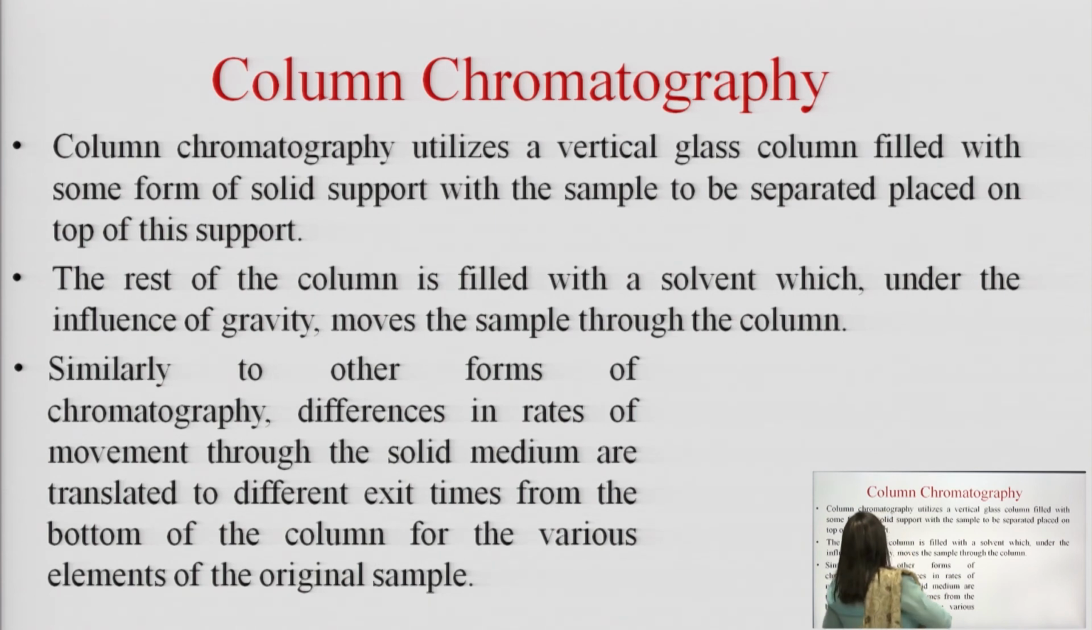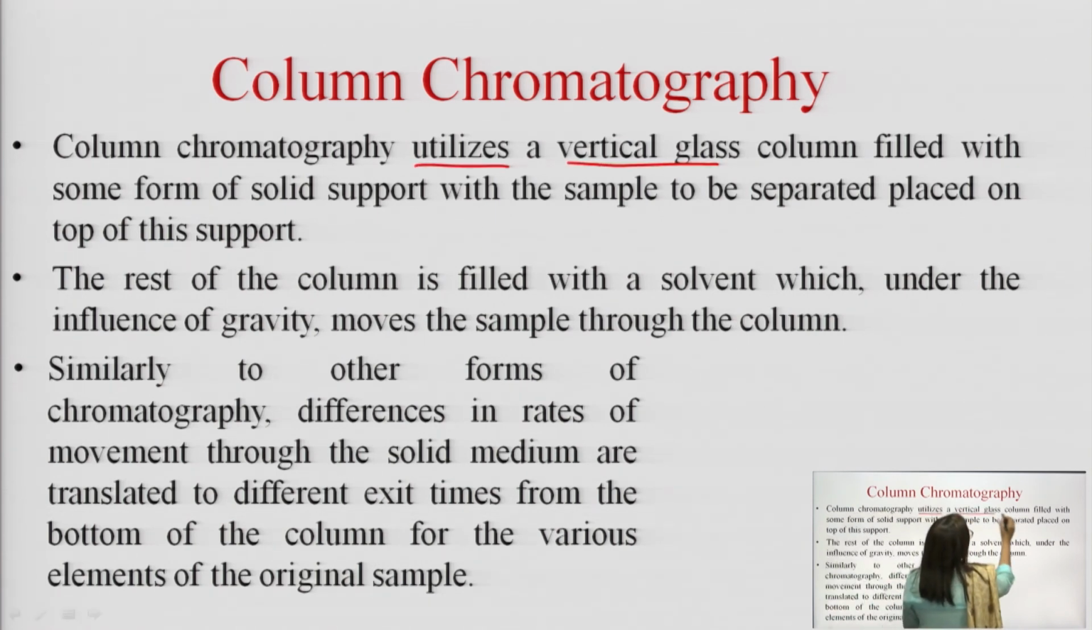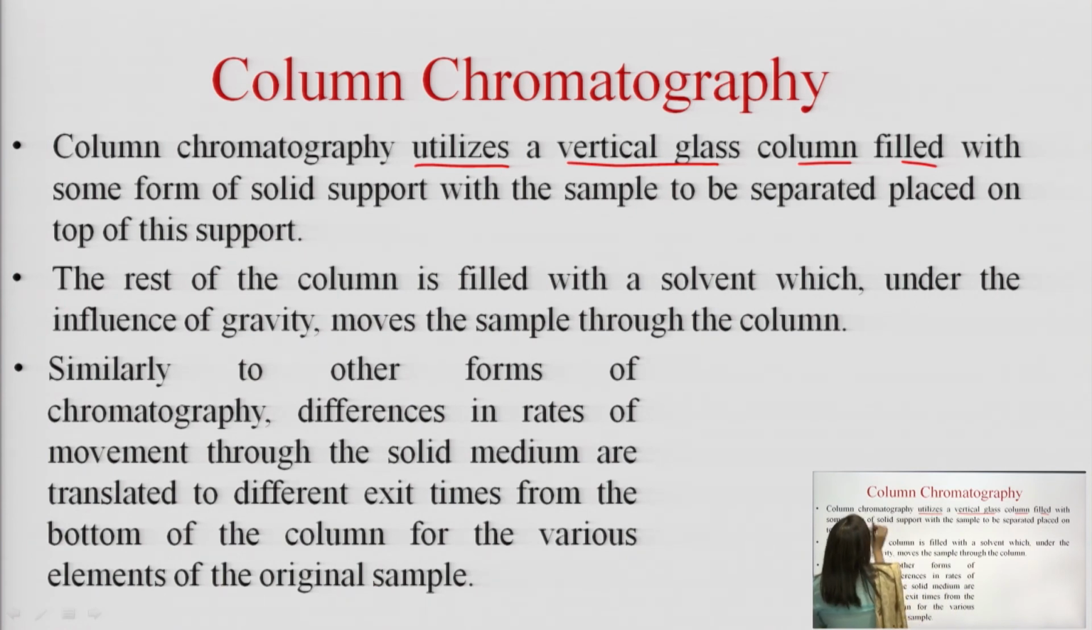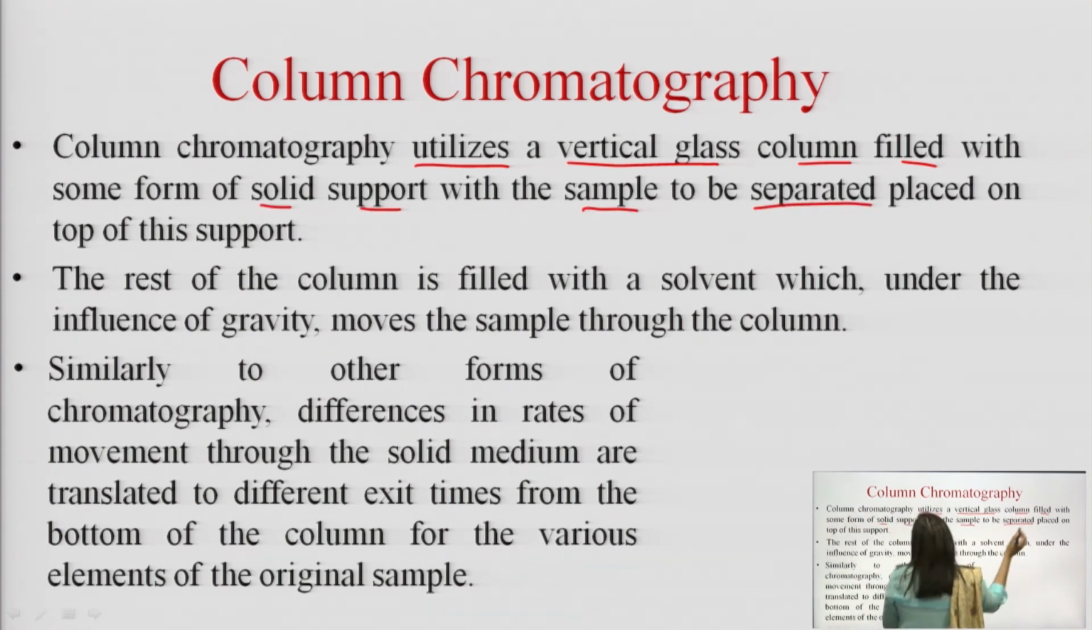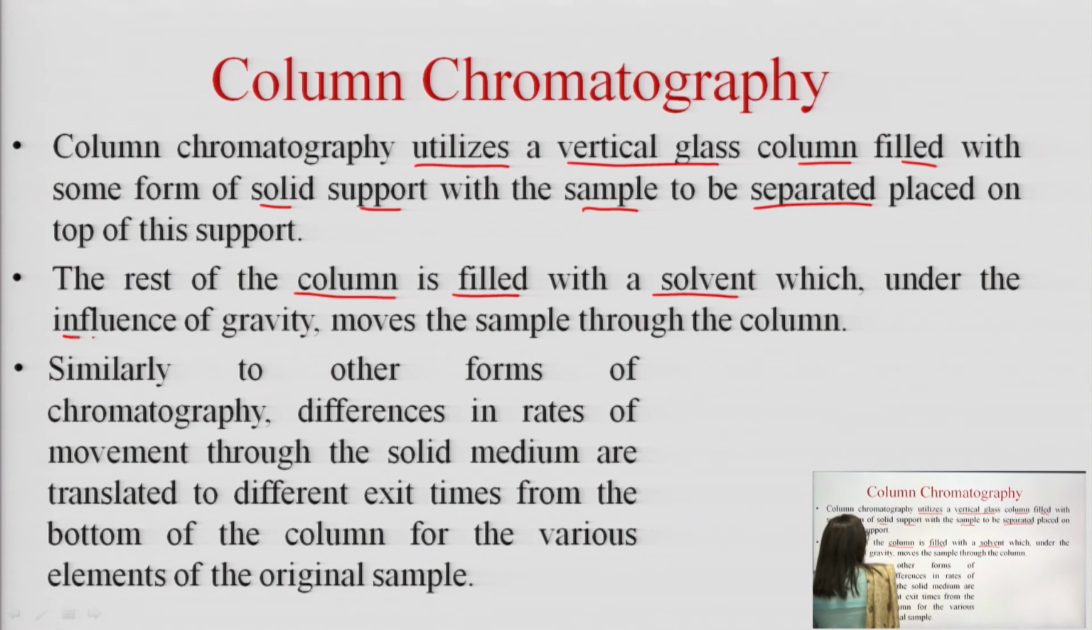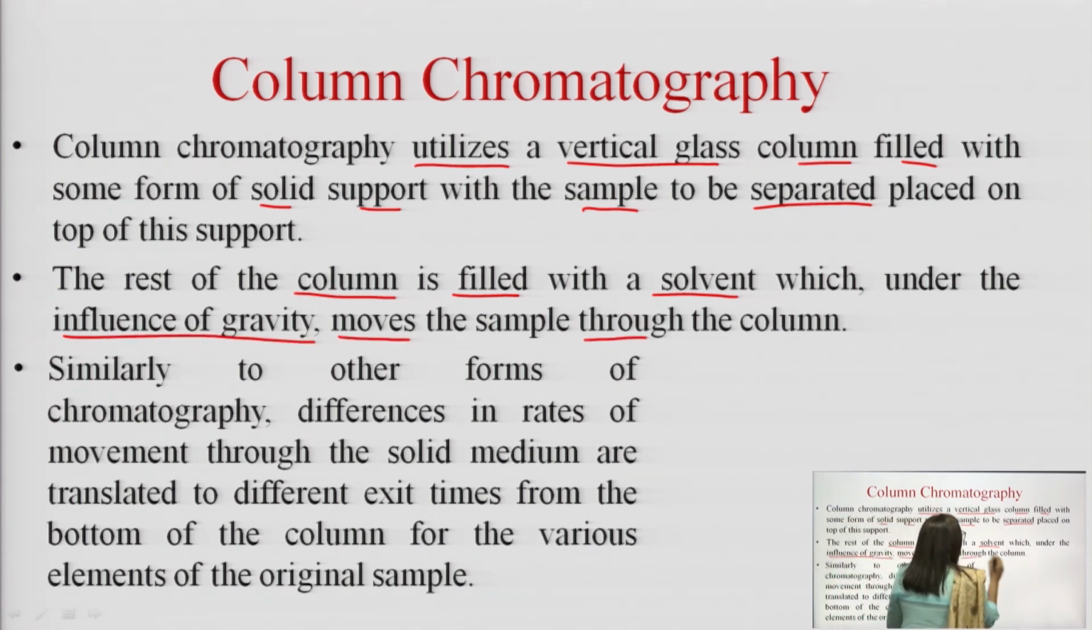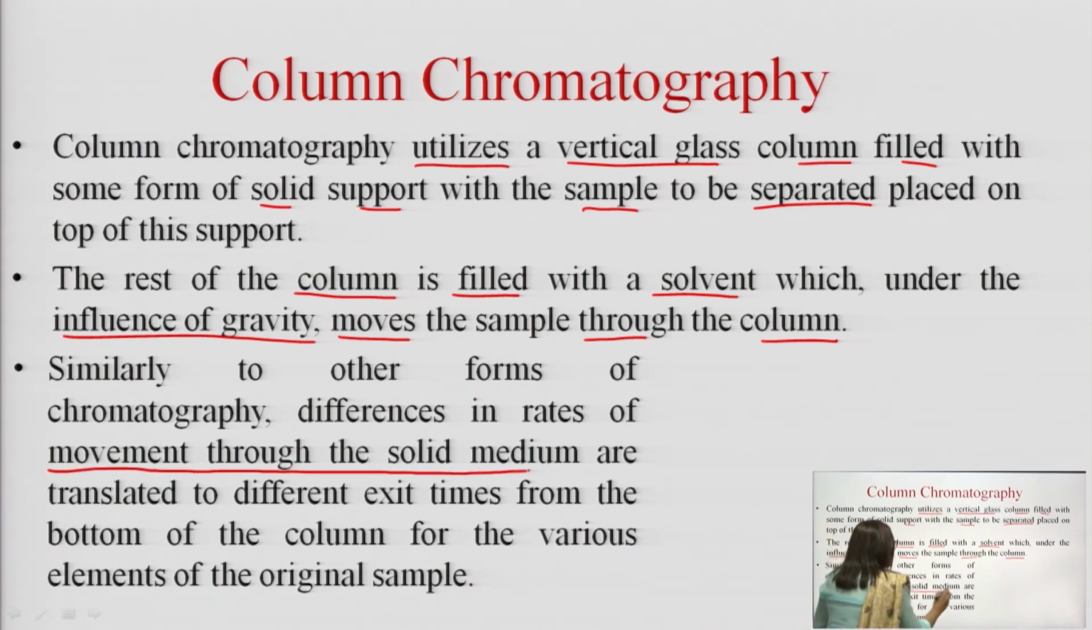Next is the column chromatography. Column chromatography utilizes vertical glass columns filled with some form of solid support with the sample to be separated on top. The rest of the column is filled with a solvent which under the influence of gravity moves the sample through the column. Similarly to other forms of chromatography, there are differences in the rates of movement through the solid media and these are translated into different exit times, nothing but the retention time, from the bottom of the column for various elements of the original sample.